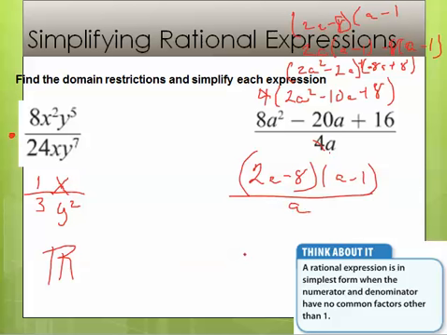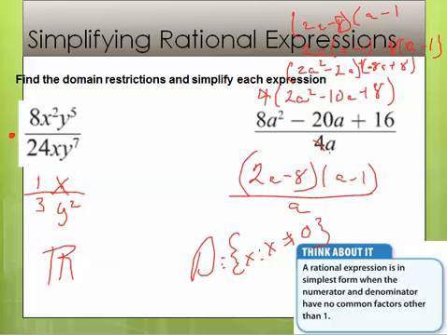So are there any values I need to leave out? Yeah, a equals 0. So my domain is going to be x such that x not equal to 0. That's what my domain would be.